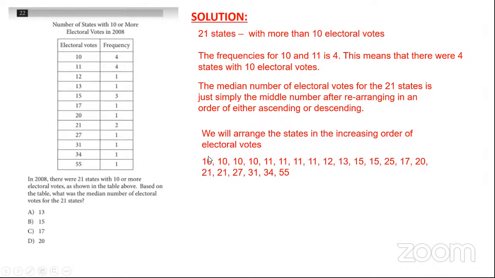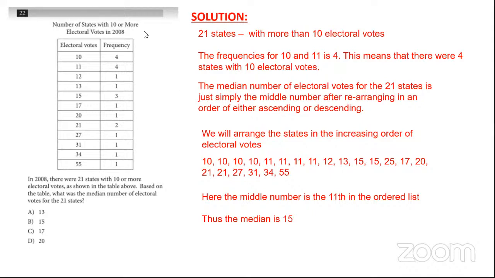See, here the states are arranged in increasing order of their electoral votes. The first 4 states have 10 electoral votes, and the next 4 have 11 electoral votes each, and then the next state has 12 electoral votes, and so on. So we are arranging them in increasing order. We can write it in decreasing order also. The order doesn't matter. Now we have to find the middle number in this ordered list. Here we have 21 states, so the middle number will be the 11th number, right? Which would be the 11th number?